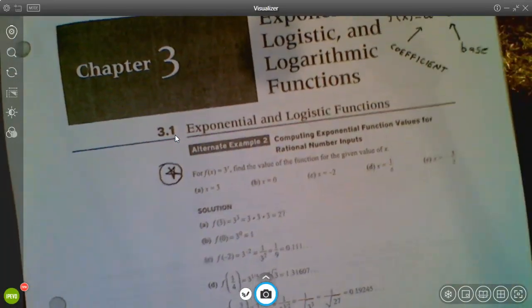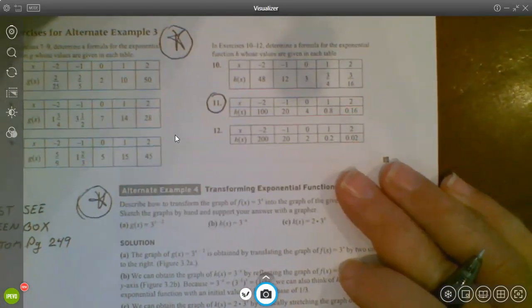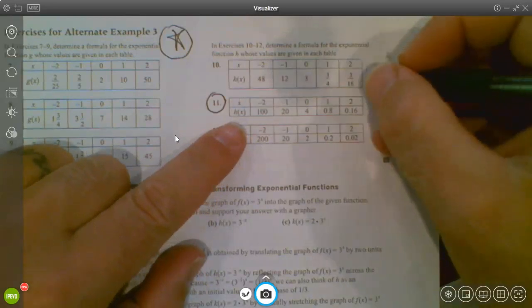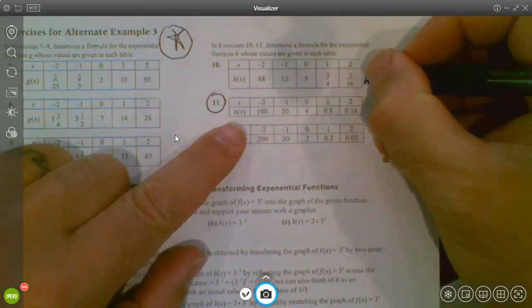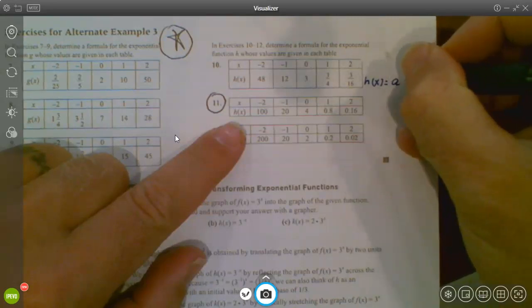So on this next page, if you wanted to give one a shot here, I circled number 11. So if you want to give that a try, see if you can come up with the exponential function for that. So just the general layout for h of x would look something like this. So we're saying h of x equals a b to the x power.